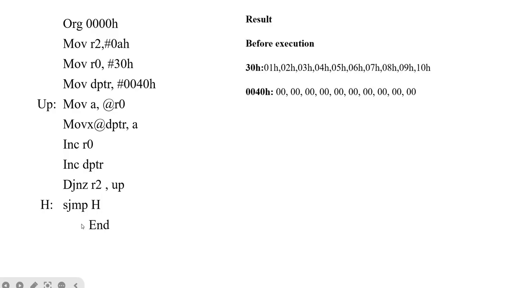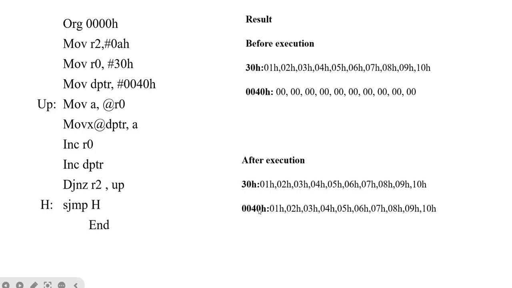This is the result before execution. At 30h we are entering this data. You can enter different data also. Then we have 0040h, that is the external memory location. Initially we don't have any data here. Once we execute the program, this data will be copied to the external memory location.